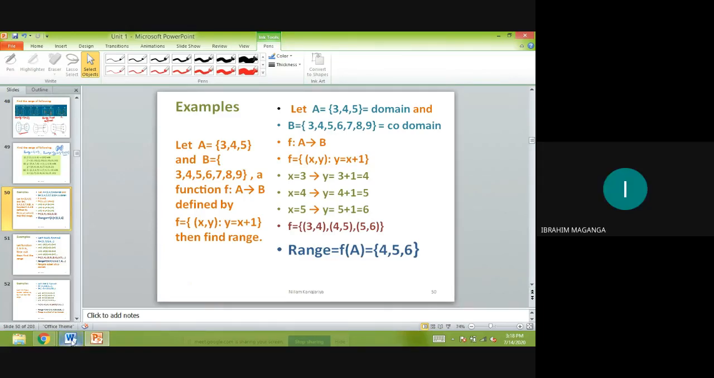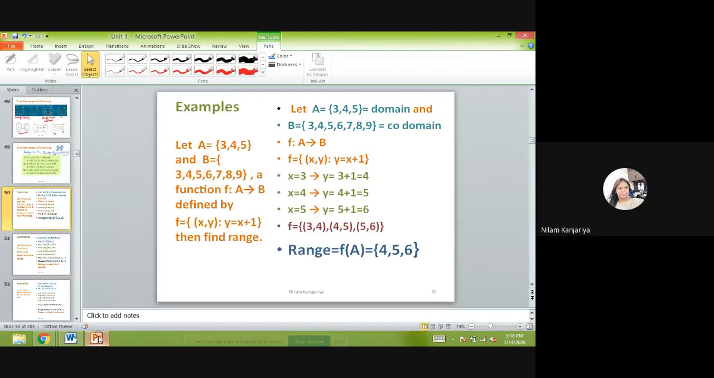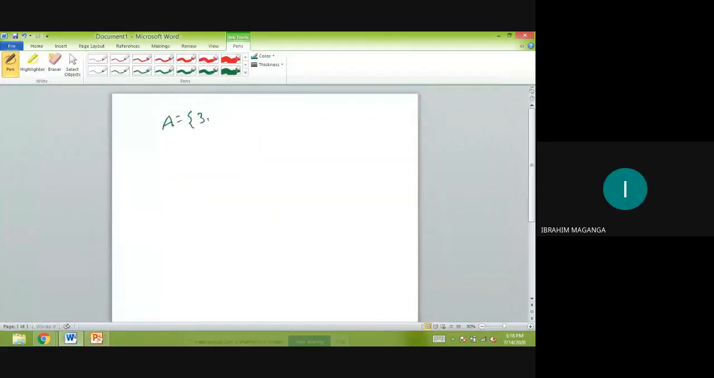I will count for you. One sec. So A has how many elements? 3, 4, and 5. And B has these elements: 3, 4, 5, 6, 7, 8, 9.